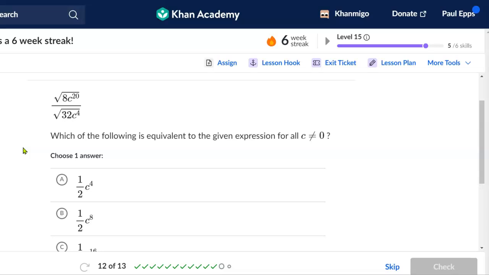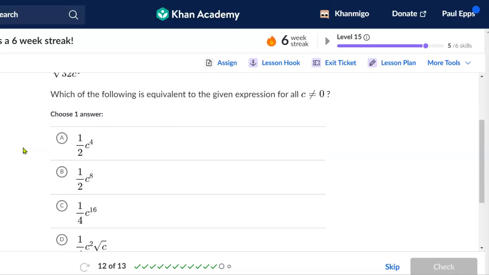Okay, so without overthinking this, let's just look at the c's first. And say, what is the square root of c to the 20th? That would be c to the 10th. What's the square root of c to the 4th? It's c squared. So whatever happens in the rest of the equation, we're going to have c to the 10th over c squared. To do a quotient of powers like that, you just subtract the exponents. So we would need to have a c to the 8th somewhere here.